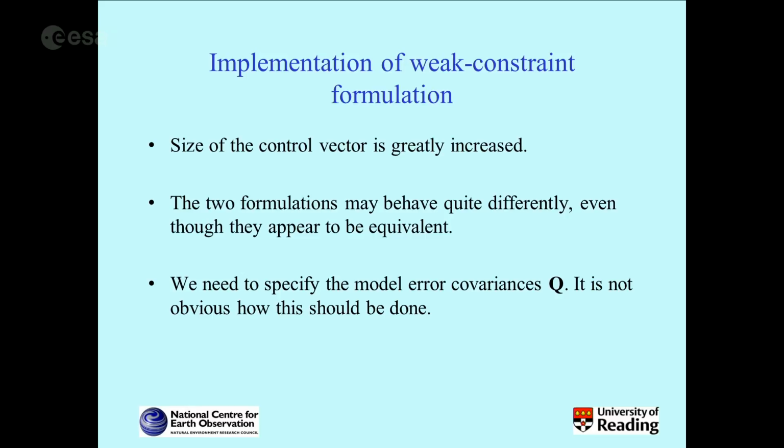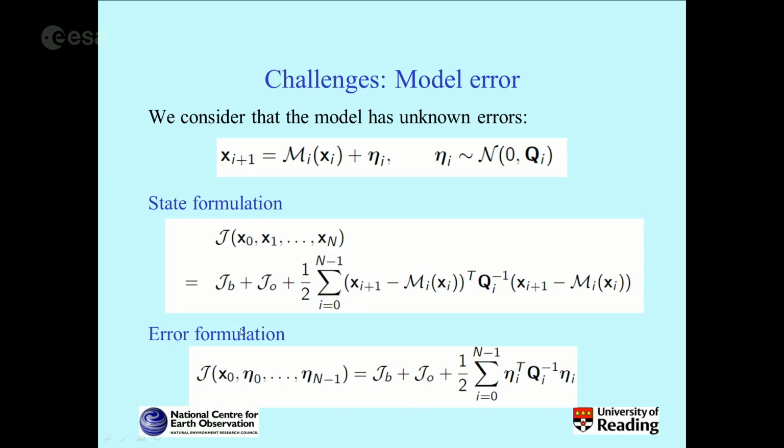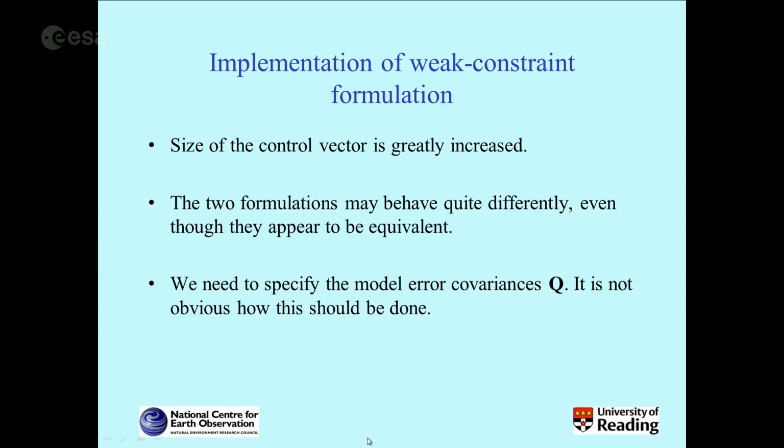One of the problems of this, known as the weak constraint formulation, is that we greatly increase the size of the control vector. What do I mean by that? We're not just calculating one x, but lots of x's, or the x's and lots of etas. So our original number of variables to calculate is multiplied by n. Although the two formulations appear to be equivalent mathematically when we write them down, we've shown that they may behave quite differently. Particularly in terms of the minimization and its efficiency, there is a lot of work going on at the moment as to which is the best formulation, and how we can make this minimization more efficient.